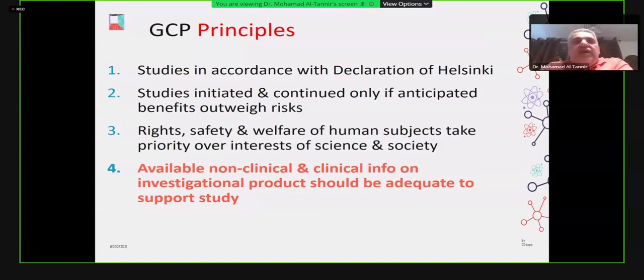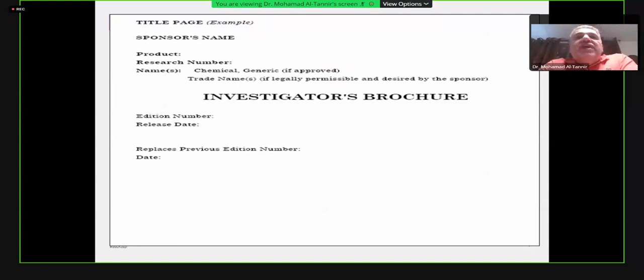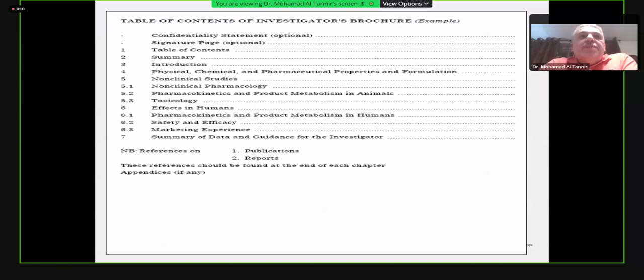The fourth principle of GCP is available non-clinical and clinical information, as we said in the investigator brochure. The investigator's brochure is usually provided by the sponsor. So we are talking about when the sponsor is an external sponsor or the protocol is written by a pharmaceutical company. So what about if the study is an investigator-initiated trial? In this case, the principal investigator should also provide previously published literature about this topic, regarding all clinical trials that precede the phase we are conducting on this investigational product.